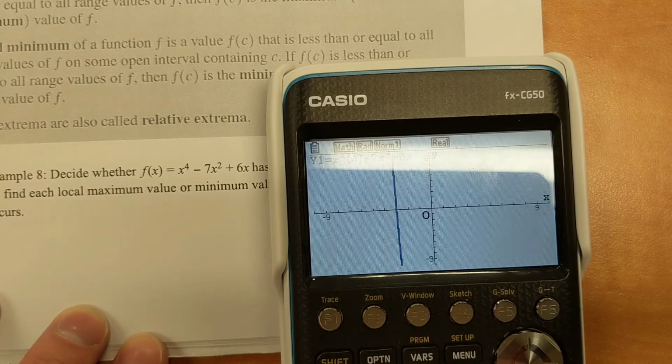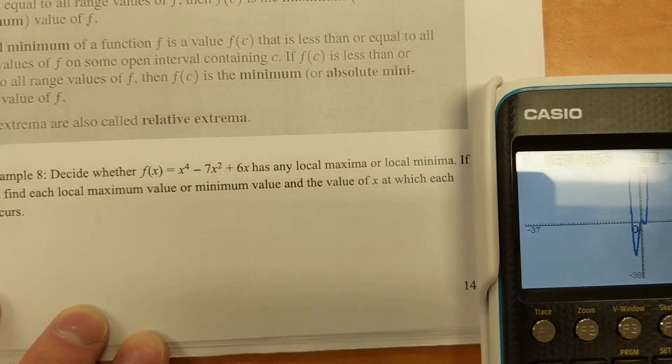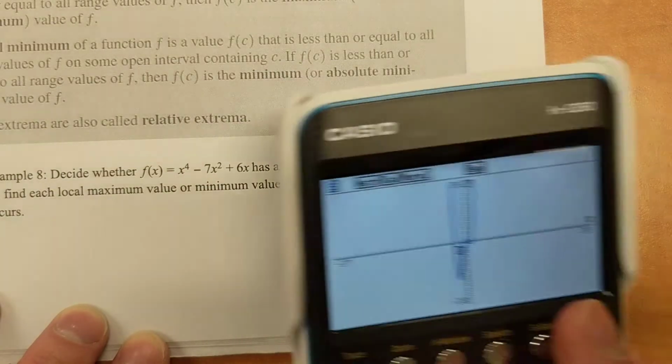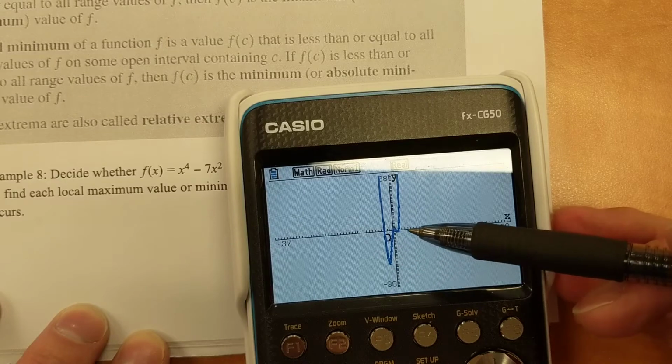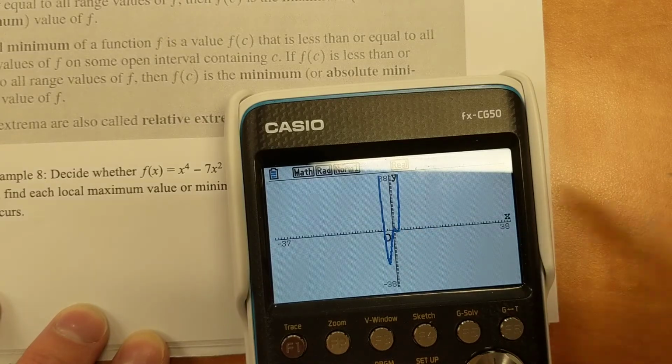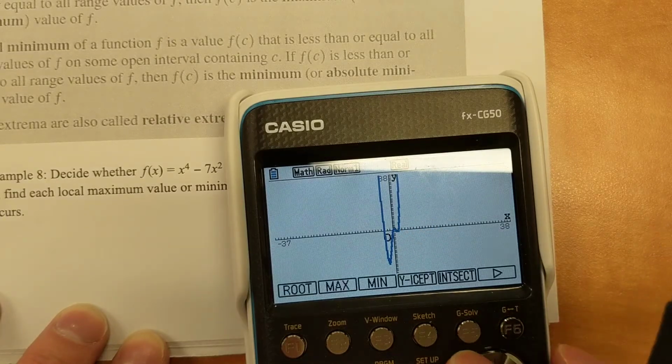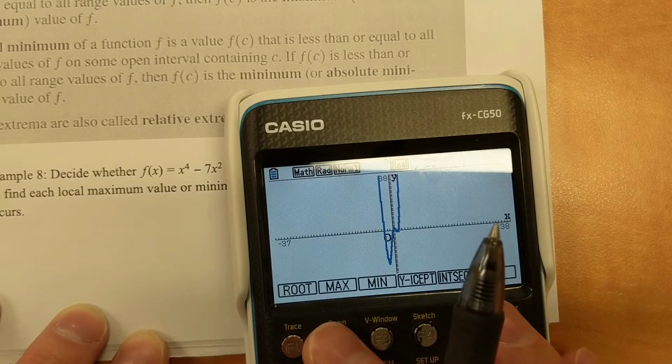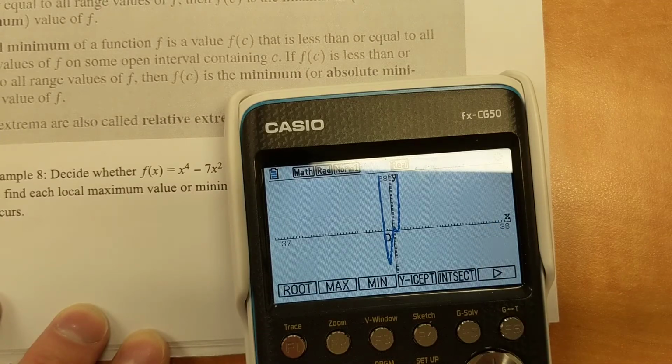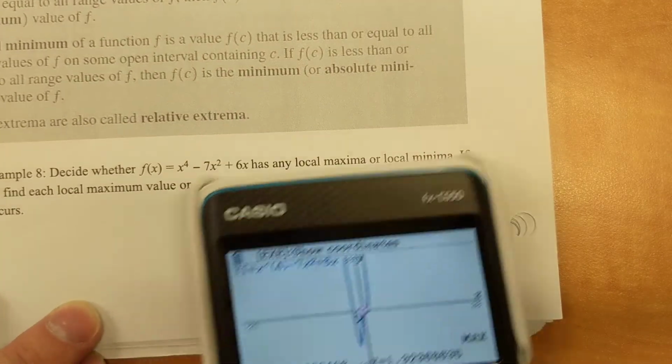Zoom out just a little bit. One more time. One more time. There it is. Okay. So this has two local minimums. There's one here and one there, and one local maximum there in the center. So I'll let my calculator find it. The maximum occurs there.